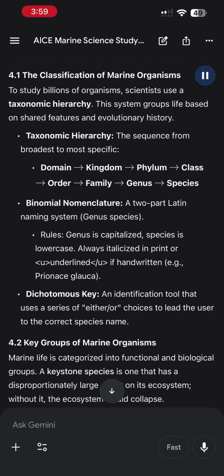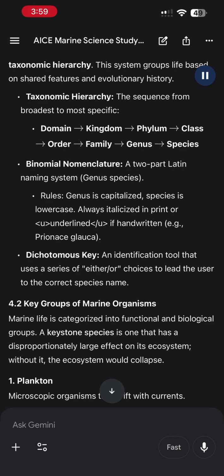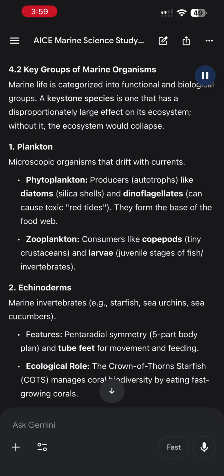Binomial nomenclature, a two-part Latin naming system: genus, species. Rules: genus is capitalized, species is lowercase. Always italicized in print or underlined if handwritten, e.g. Prionace glauca. Dichotomous key: an identification tool that uses a series of either-or choices to lead the user to the correct species name. 4.2 Key groups of marine organisms.